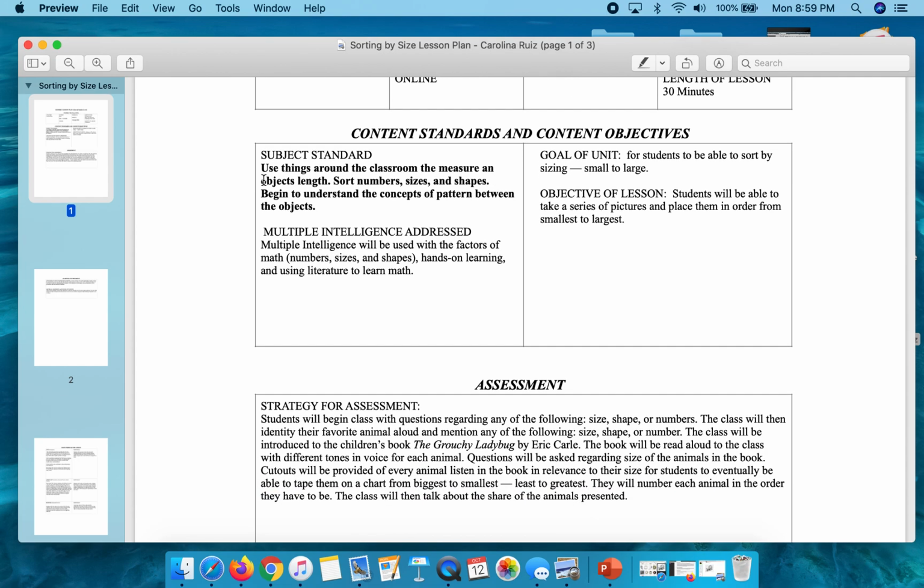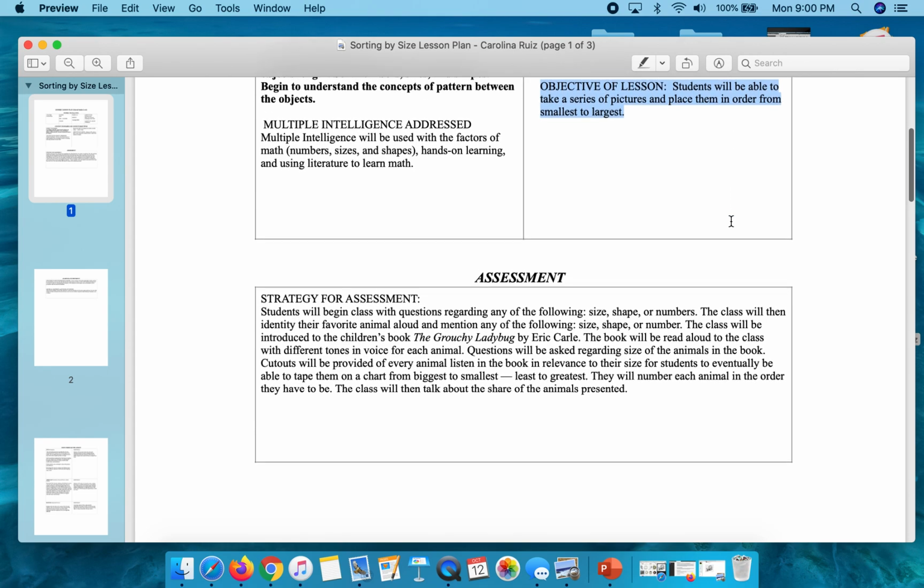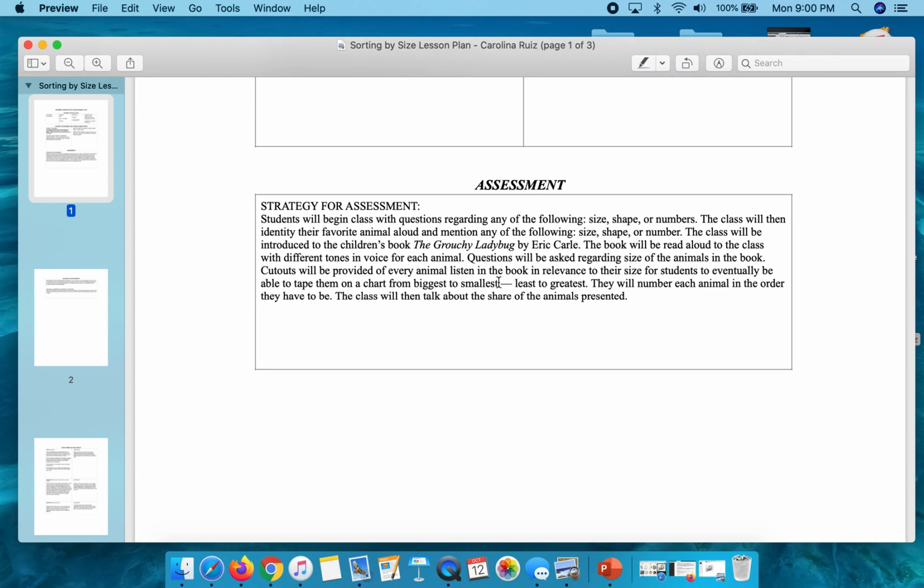Multiple intelligence addressed. Multiple intelligence will be used with the factors of math, numbers, sizes, shapes, hands-on learning, and using literature to learn math. Goal of unit: for students to be able to sort by sizing small to large. So this is something more specific because we're talking about sizing, which is relevant to shape and numbers. Objective of lesson: students will be able to take a series of pictures and place them in order from smallest to largest.